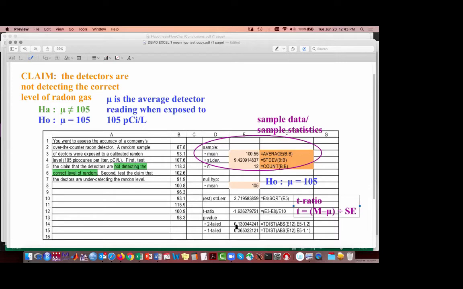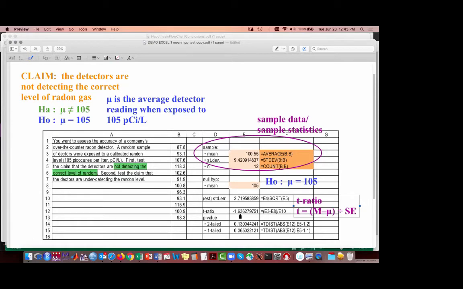Again, I want the two-tailed test, so that's why we have a 2 in the function here. E5 minus 1 is the sample size minus 1. That's the degrees of freedom. And this is just the absolute value of our t ratio. And in this case, we need it because the t ratio is negative.